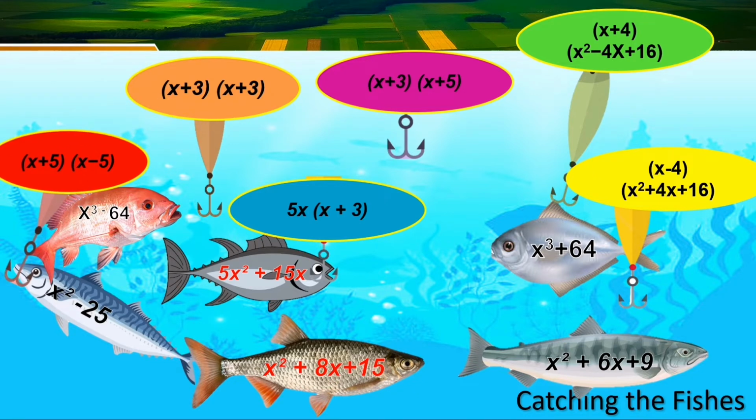It's x plus 5 and x minus 5. Amazing! What kind of polynomial is x squared minus 25? Very good. That is an example of difference of two squares. Now, let's try to catch a bigger fish. Let's have x squared plus 6x plus 9. So which among the remaining baits above could catch this fish? Your time starts now.